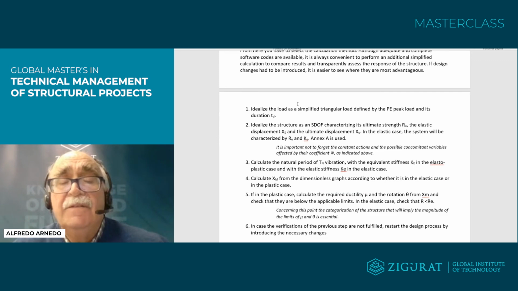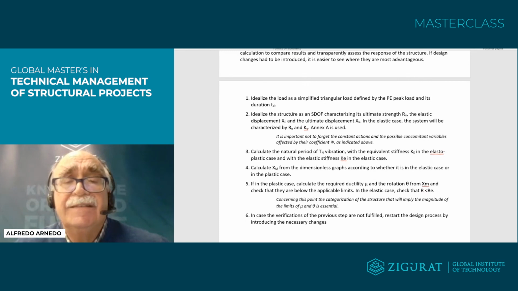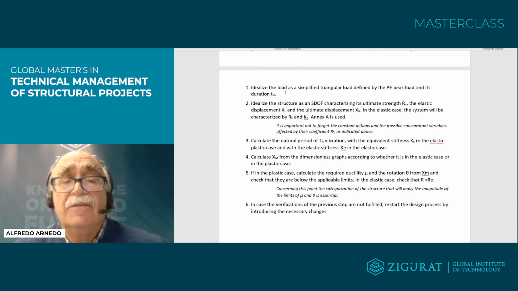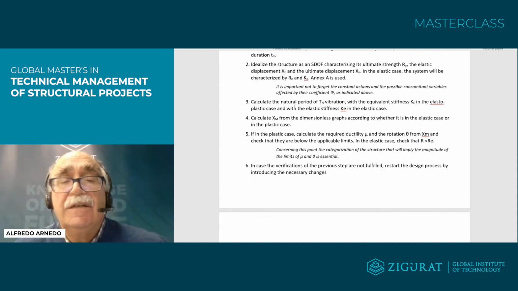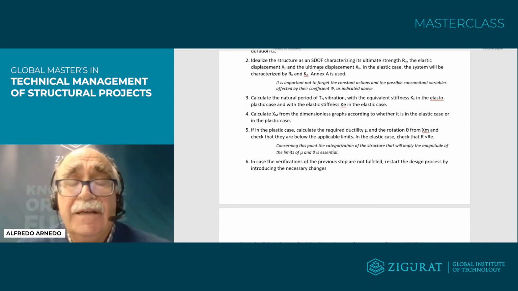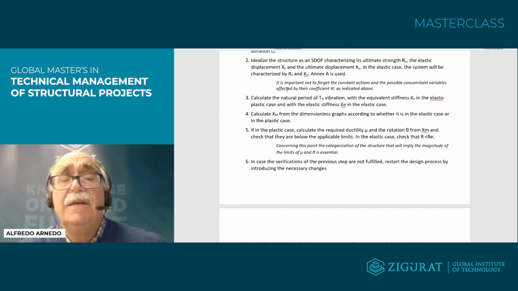So the first step, concerning our subject, is an idealization and simplification of the load. We treated this in the first part of this master lesson. So the result is to obtain a simplified triangular load, with a peak, a duration, and a momentum. The second is a characterization of the structure.